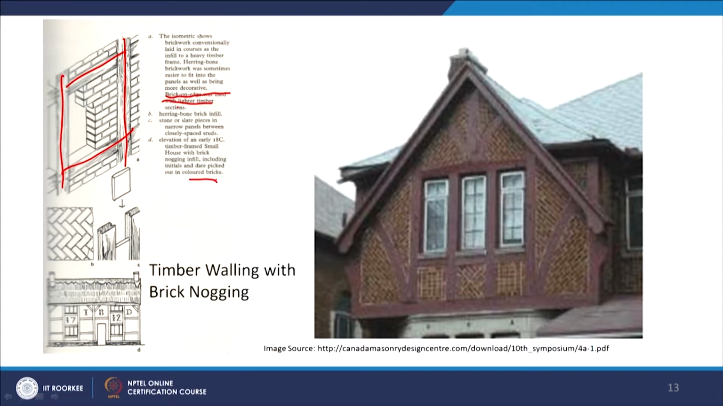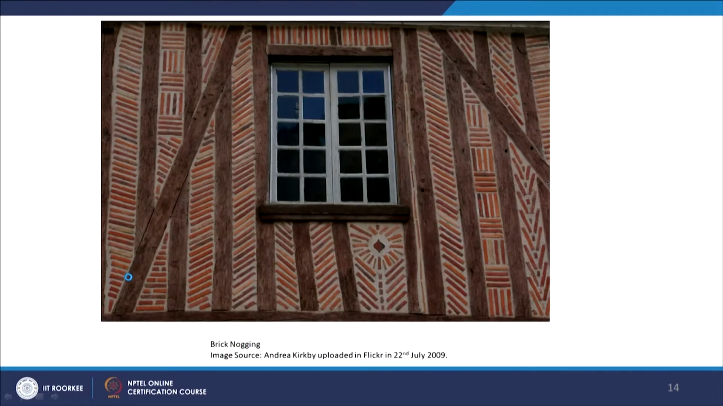Dates picked out in the colored bricks. So basically they also worked out, like I can show you a good example here. I got this very beautiful photograph from Andrea Kirkby on Flickr. So one can see these compartments, or the structural members, and then you can see how the different proportions of the bricks are aligned in a different fashion, and you can do extensive decoration with a simple material, brick.